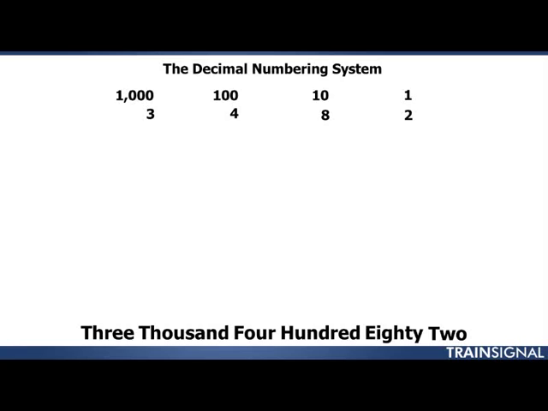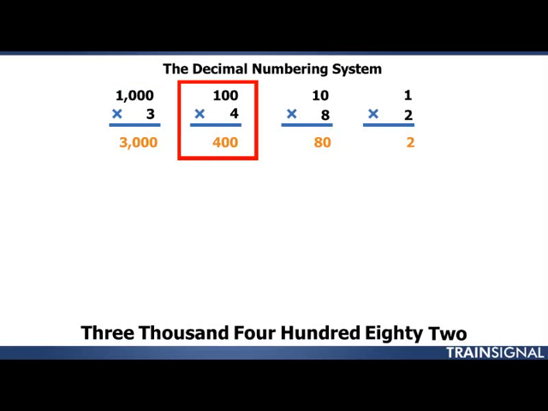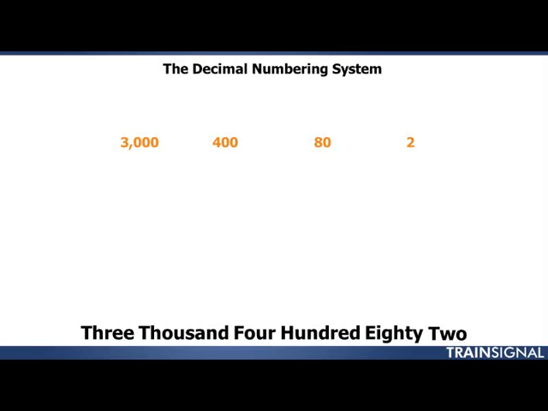Right? So we put 3 under the thousands column, 4 under the hundreds column, 8 under the tens column, 2 under the ones column. And then we multiply the number by its column value. Right? So we say 3 times 1,000 is 3,000, 4 times 100 is 400, 8 times 10 is 80, and 2 times 1 is 2. And then we add those four numbers together. Right? We take the 3,000, the 400, the 80, and the 2, add them together, and what do we get? 3,482.